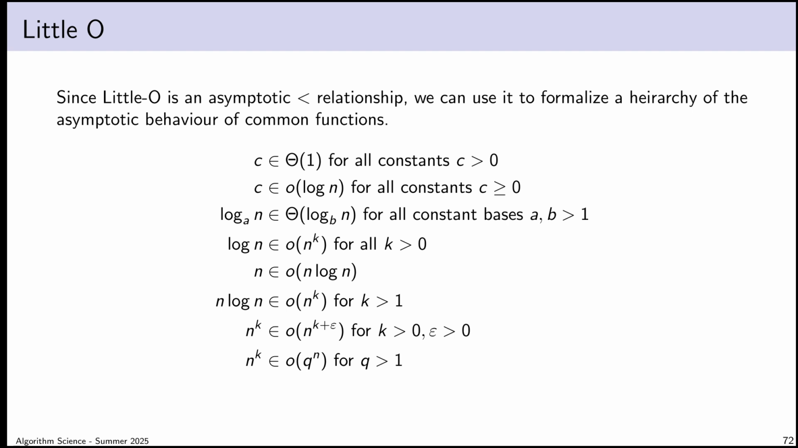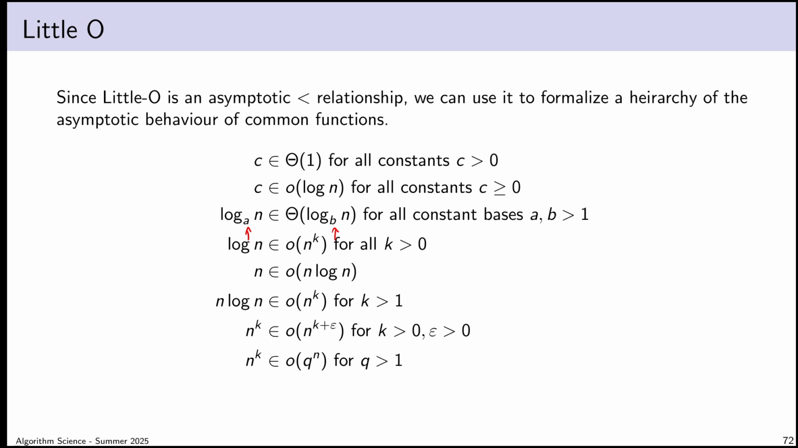Okay, so little o is sort of the asymptotic less than sign, and we now have enough information to begin to talk about forming a hierarchy of different common functions. So any constant c is big theta of 1, because all constants are within a constant factor of each other. Any constant c is little o of log n, and actually this should be, to be clear, log n in any base greater than 1. Log n in any constant base is actually big theta of log n in any other constant base. And the reason for this is because if you want to change the base of a logarithm, you can do that by multiplying it by a constant. So logarithms in two different bases are always big theta of each other.